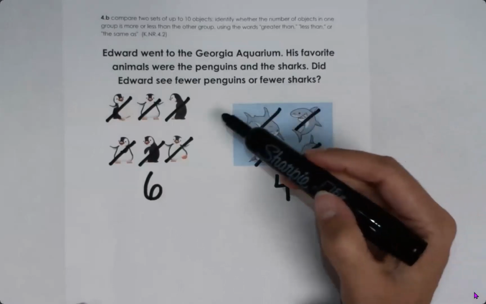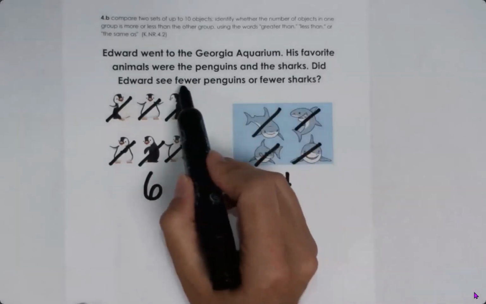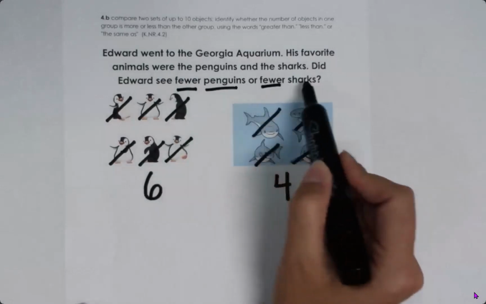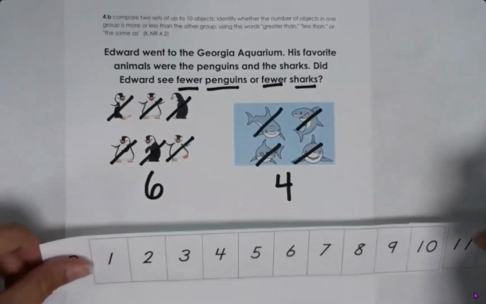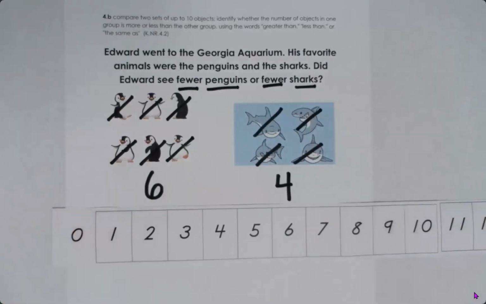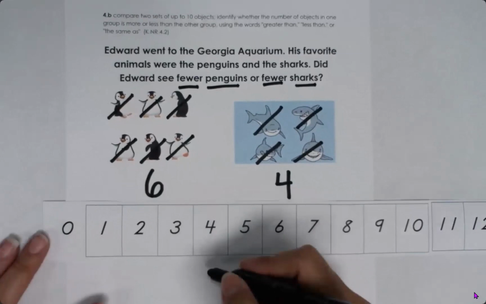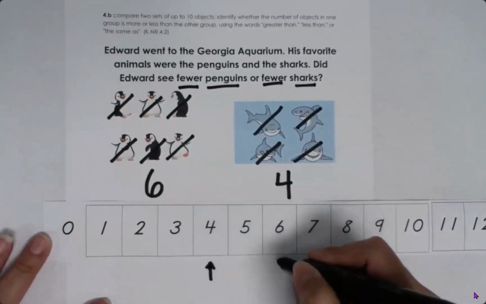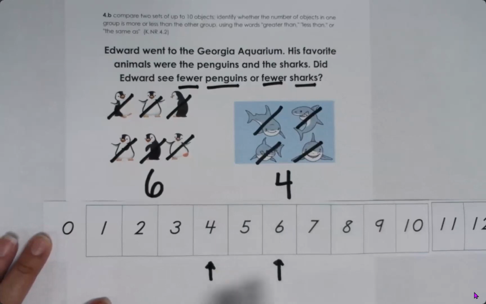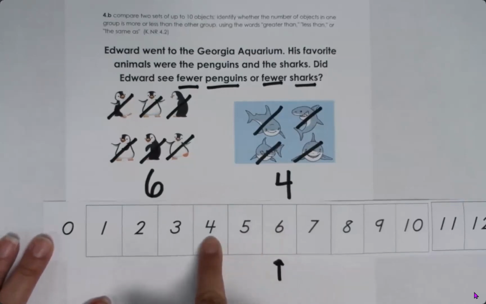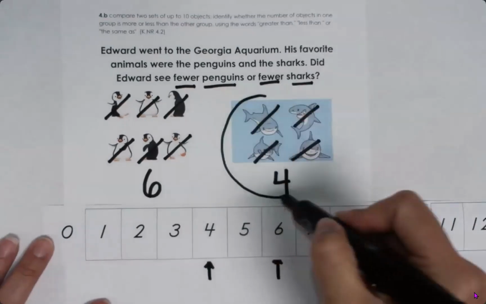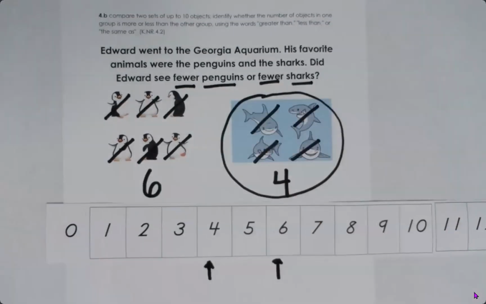Now, I need to go back and look at my question because it is asking me whether he saw fewer penguins or fewer sharks. So I'm looking for the number that is less than the other number. Again, students may need a number path in order to find the numeral 4 and find a 6 and be able to identify that 4 is less than 6 or 4 is fewer than 6. So he saw fewer sharks than penguins.